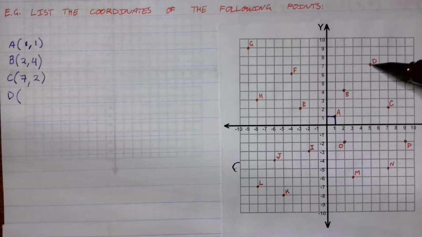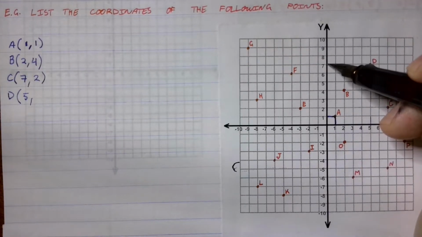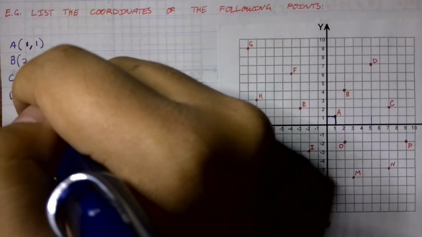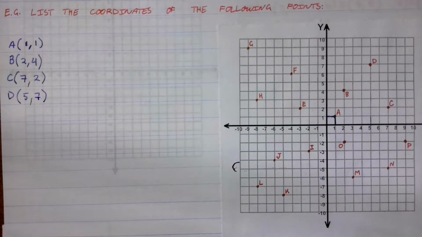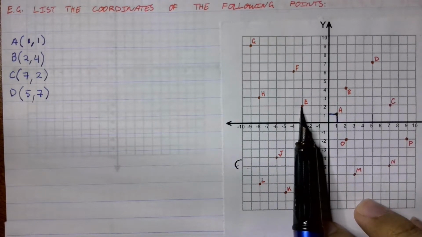Letter D has the point 5 and the y value of 7. There we are. Moving right along. Letter E is along here.